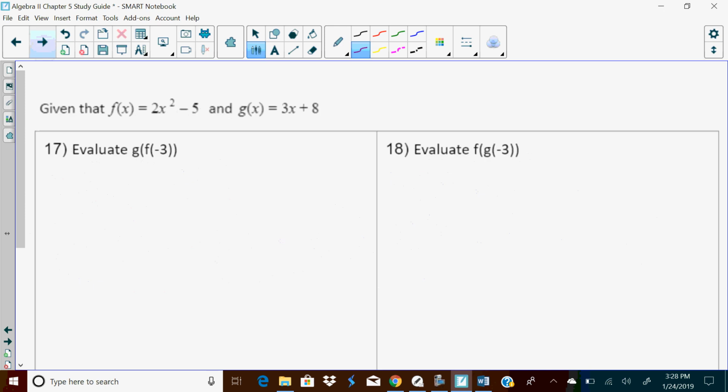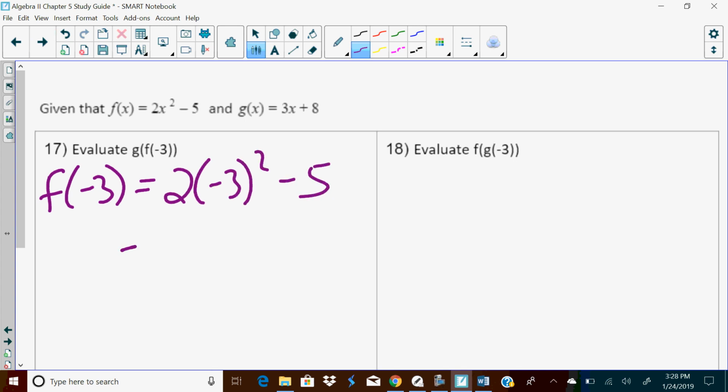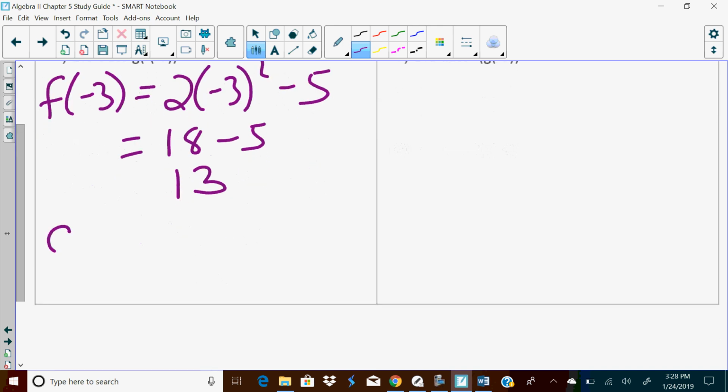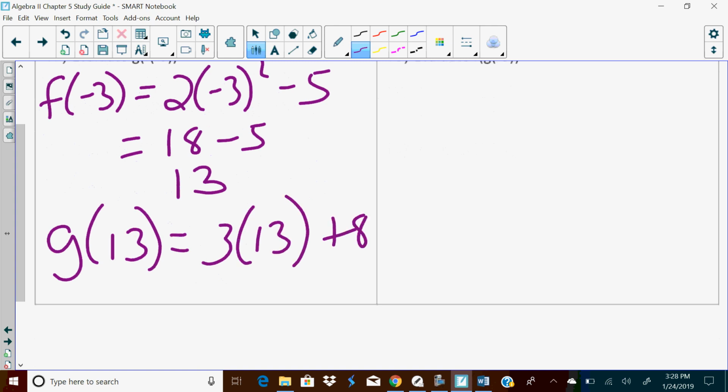17, evaluate g of f of -3. So then you're going to plug in -3 for x in f of x. So you're going to do f of -3 first and get 2 times -3 squared minus 5. So I'm going to get 9, 18 minus 5, which is 13. And then I'm going to plug 13 in for g and do g of 13. So I get 13 times 3 plus 8, 39 plus 8. So my final answer is 47.